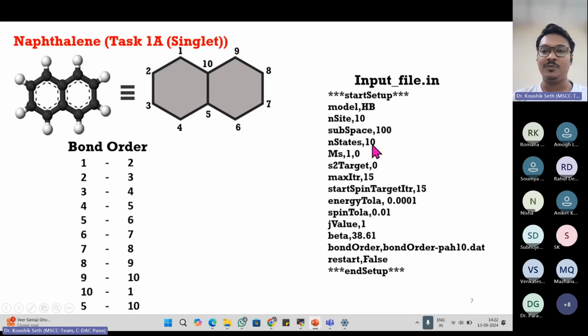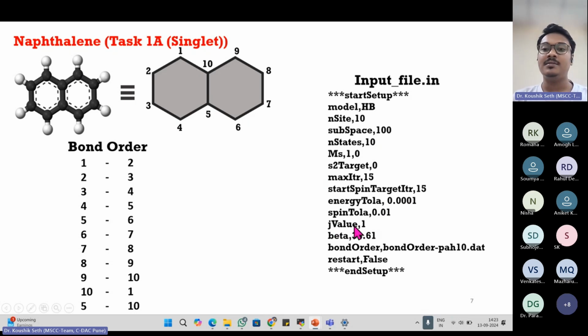Please keep it 10 because for our calculation we make it 10. Then we have a parameter called max iteration, that is 15. We only tried to run the 15 iterations for this calculation. And there is an energy tolerance value or spin tolerance value. Before the max iteration is reached, if our system reaches this threshold value for spin and energy, the calculation will be terminated here.